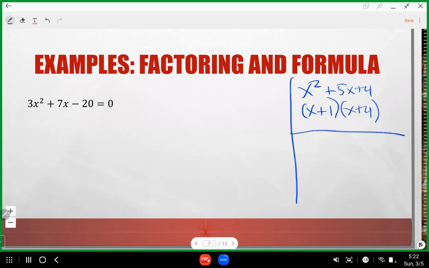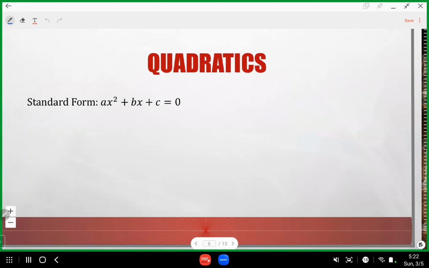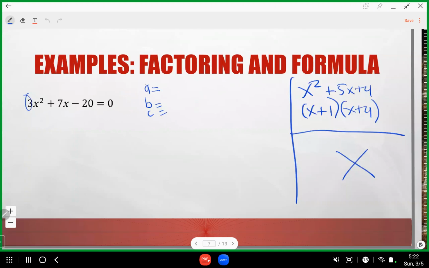But when we have a that is not equal to 1, say a is equal to 3, then we're going to have to approach it a different way. So let me explain it this way. Let's just list out the a, b, and c terms from this form. Our a term is going to be 3, the b term is going to be 7, and the c term is going to be negative 20.